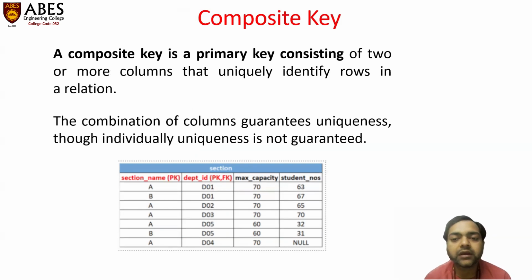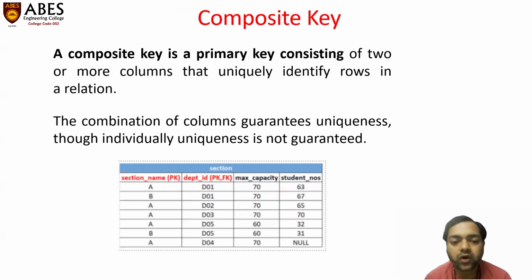that uniquely identify rows in a relation. Let us take an example. If we are unable to identify a single attribute that can uniquely identify rows in a relation, we can combine two or more columns, two or more attributes, that can uniquely identify rows. In that case, if a primary key contains two or more columns that can uniquely identify rows in a relation, then that primary key is also called a composite primary key, right?